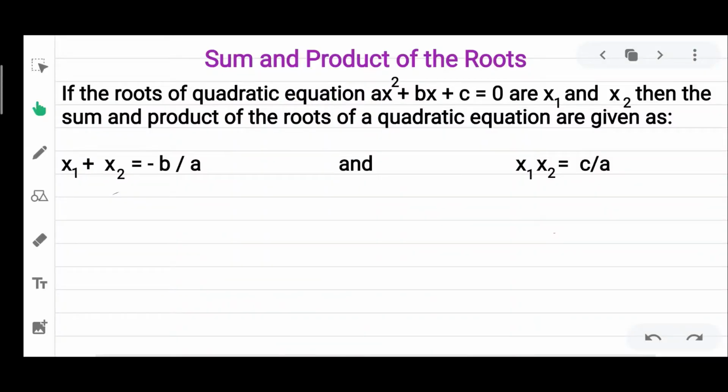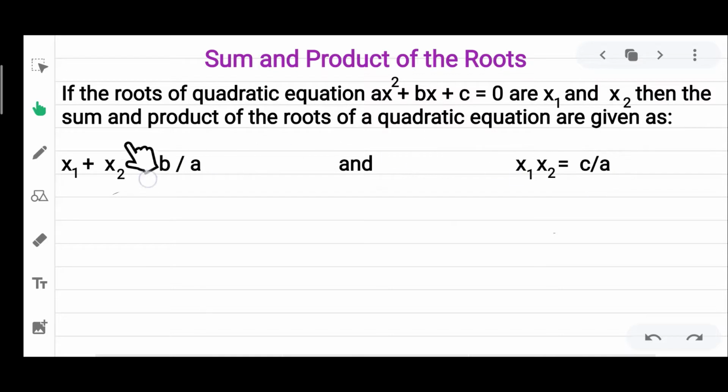Our topic for today is all about sum and product of the roots of quadratic equations. So if the roots of quadratic equation ax squared plus bx plus c are x sub 1 and x sub 2, then the sum and product of the roots are given as, kapag inadd natin yung mga roots ng quadratic equations, the formula for that is negative b over a. At kapag naman yung mga roots ay minultiply natin, the formula for that is c over a.